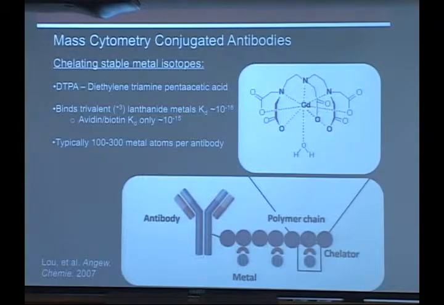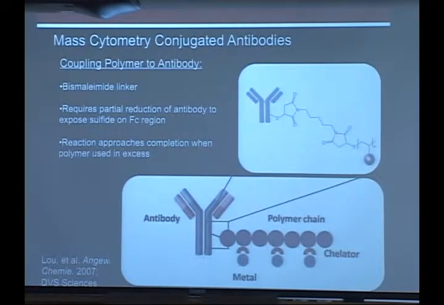And so typically using our conjugation strategy, we're labeling our antibodies with 1 to 300 metal atoms per antibody. It tends to be more on the 100 end of that spectrum. And then importantly, after we've labeled our polymer, we need to couple that polymer onto our antibody. And to do that, we use sulfhydryl chemistry.